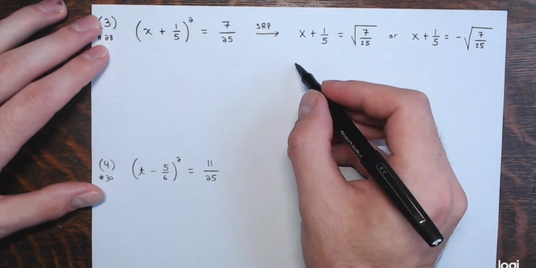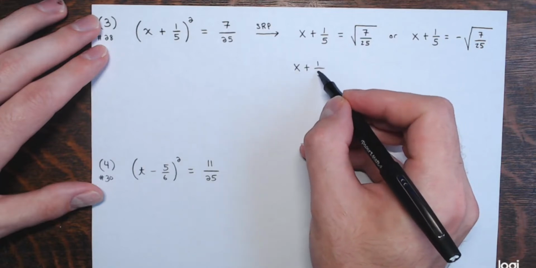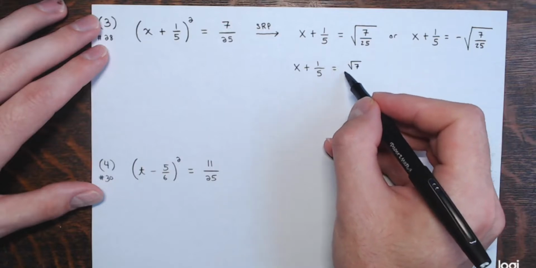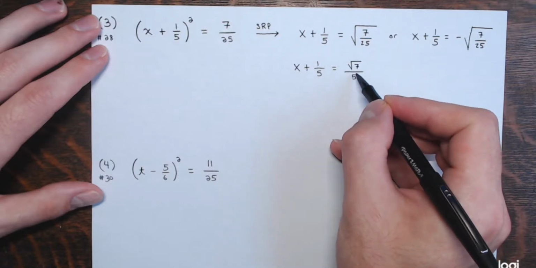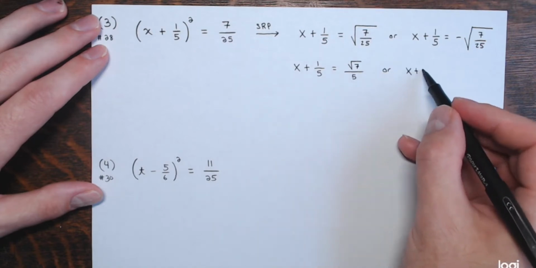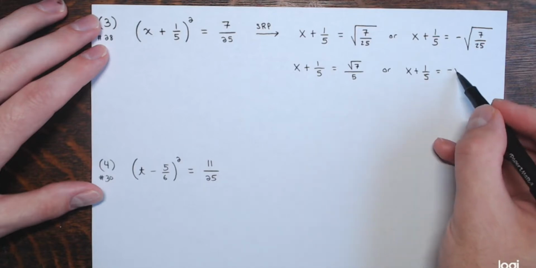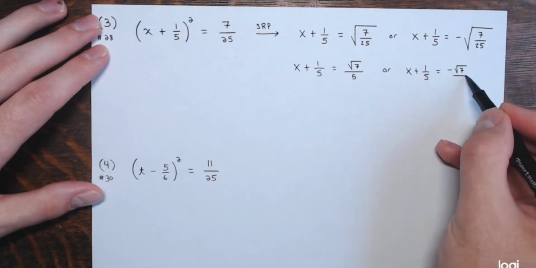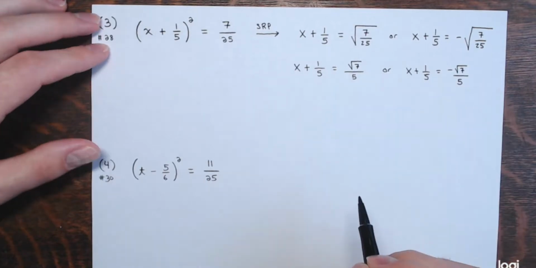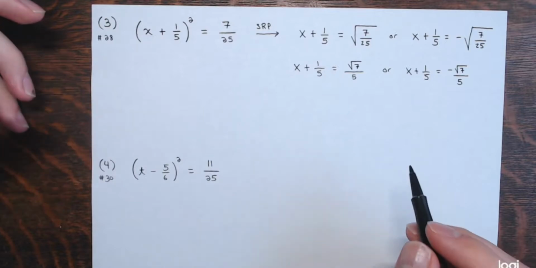So this is x plus 1/5 equals the square root of 7 divided by 5, the square root of 25. Or x plus 1/5 equals negative square root of 7 divided by the square root of 25, which is 5. Now the denominators are rational. And then I solve for x in each of these.